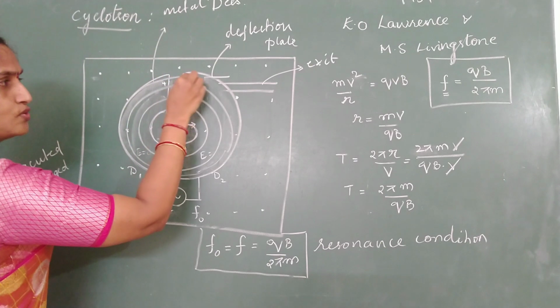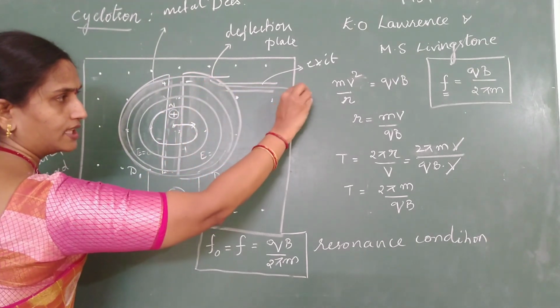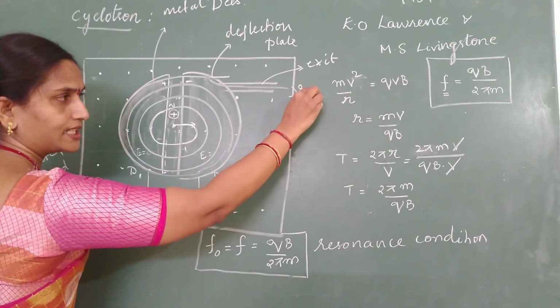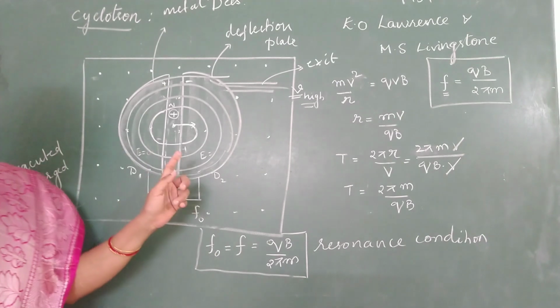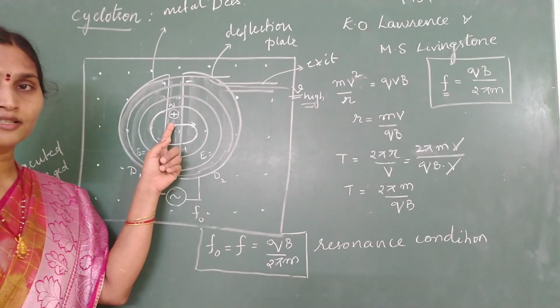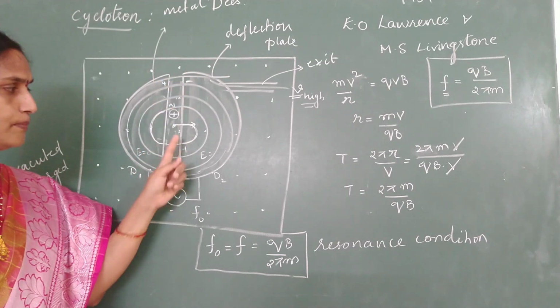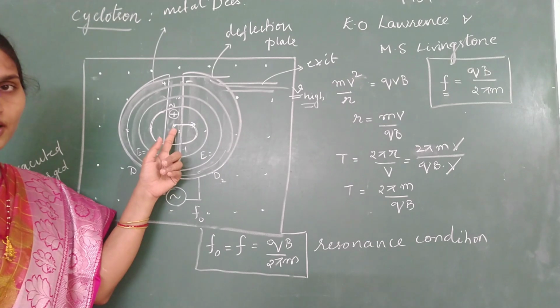And once it comes towards the deflection plate, it is directed towards the exit plate and comes out with a very high speed from this exit plate. Again I am repeating the principle, working. Keep the charged particle at the center. Because of the electric field, the particle will quickly move towards D2 because it's a positive charge.